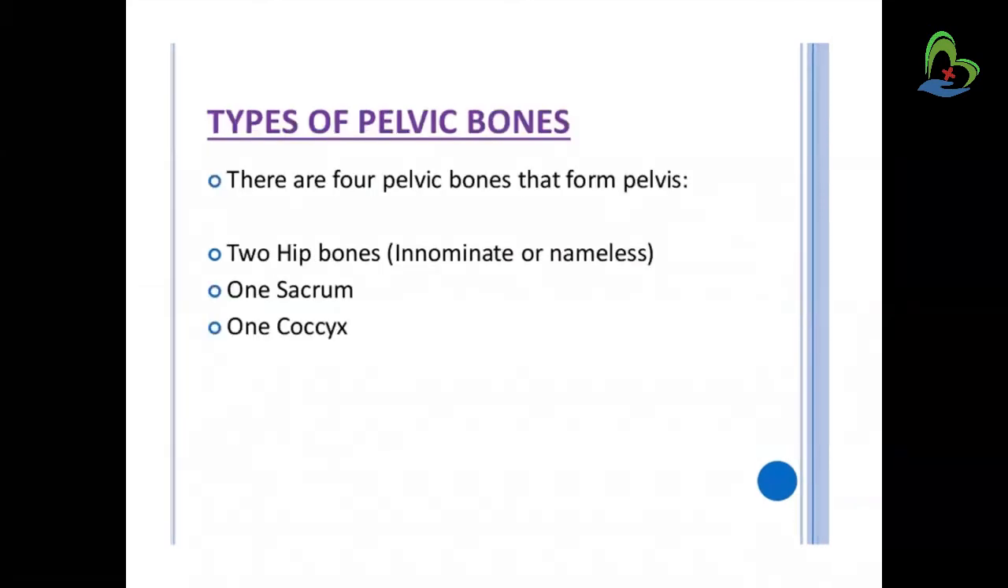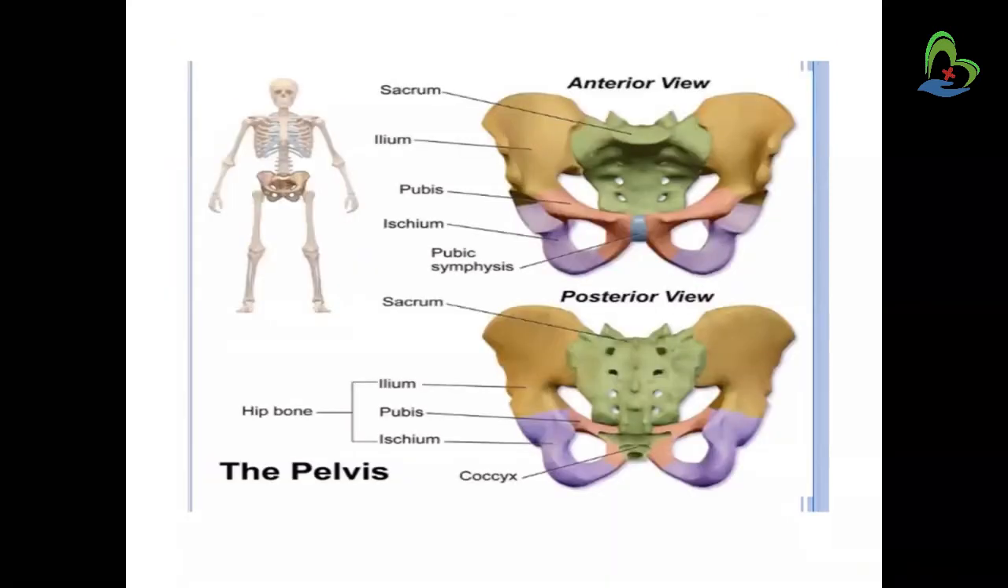Now there are types of the pelvic bones. There are a total of four bones that form the pelvis, and that is two hip bones, the innominate bones, one sacrum and one coccyx.